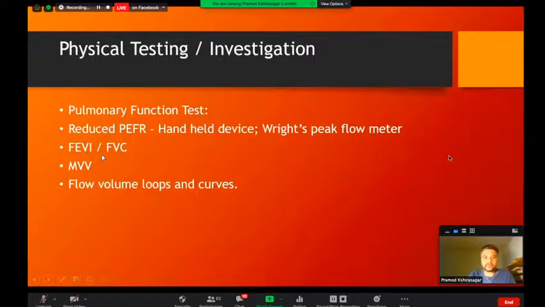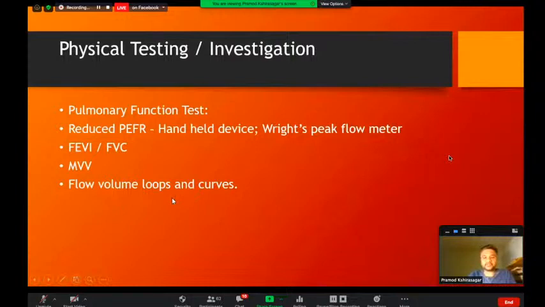So the FEV1 by FVC is decreased. Usually it is 0.7 to 0.8 or 70 to 80%. In a patient with COPD, it is decreased. And PEFR is a simple handheld device which can measure the expiratory flow velocity, so that also will decrease. And maximal voluntary ventilation is a good tool to find out the endurance of the respiratory muscles and also to check for flow volume loops and curves.